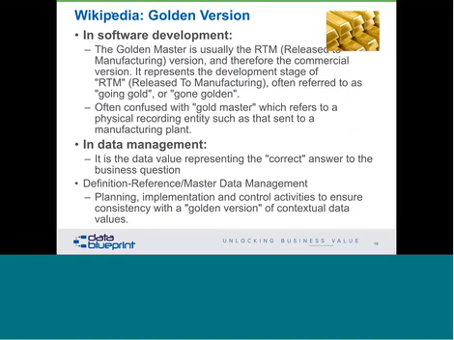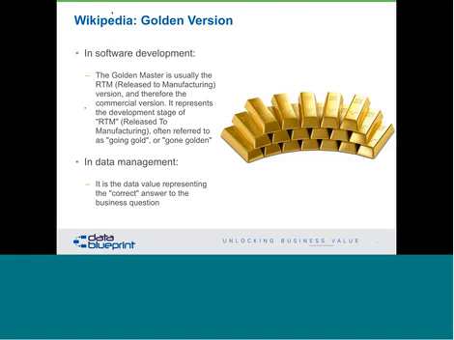So from reference in master data management, the idea is that we're planning, implementing, and controlling activities to ensure the consistency of the golden version of data values. Now, we've used a statistic here that's quite easy to verify on this, and that is that the average organization actually maintains 17 different versions of their customer data. So if your organization maintains fewer than 17 versions, you are above average. That's a very low score, of course. We would prefer that you have one.